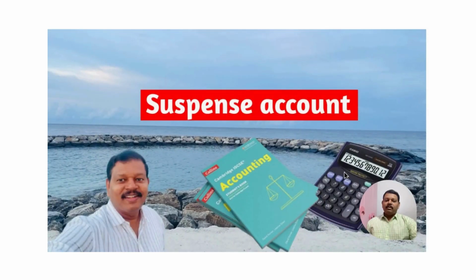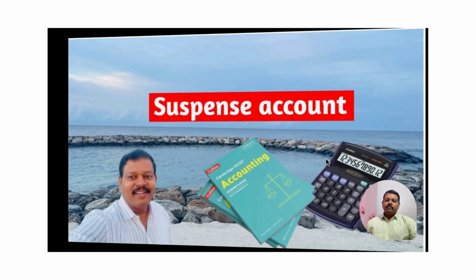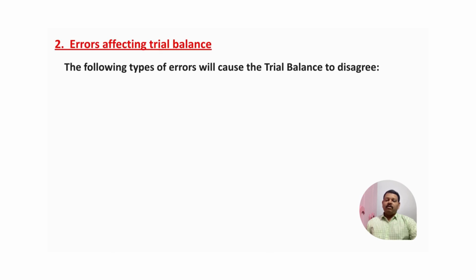Hi everyone, IGCC accounting. Today's topic: suspense account. There are two types of errors: errors affecting the trial balance and errors not affecting the trial balance. Today we are going to discuss errors affecting the trial balance. The following types of errors will cause the trial balance to disagree.